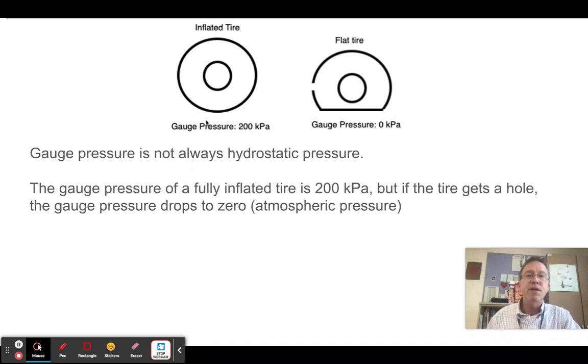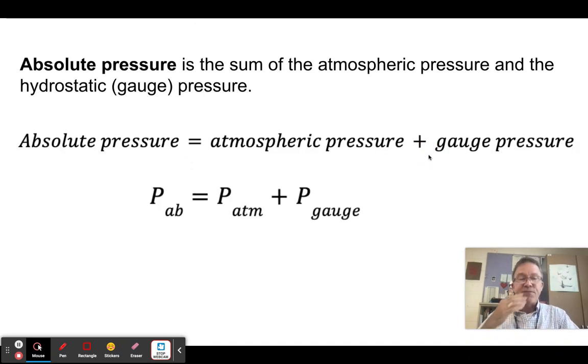PV equals nRT. Now, I have, say, 200 kilopascals of gauge pressure when the tire is fully inflated, about normal for a car. I hit a nail or something, get a hole, and the tire goes flat. I look at the gauge pressure, it says 0. Well, that means it's really at atmospheric pressure. So let's talk about absolute pressure. Absolute pressure is the sum of the atmospheric pressure and the gauge pressure.